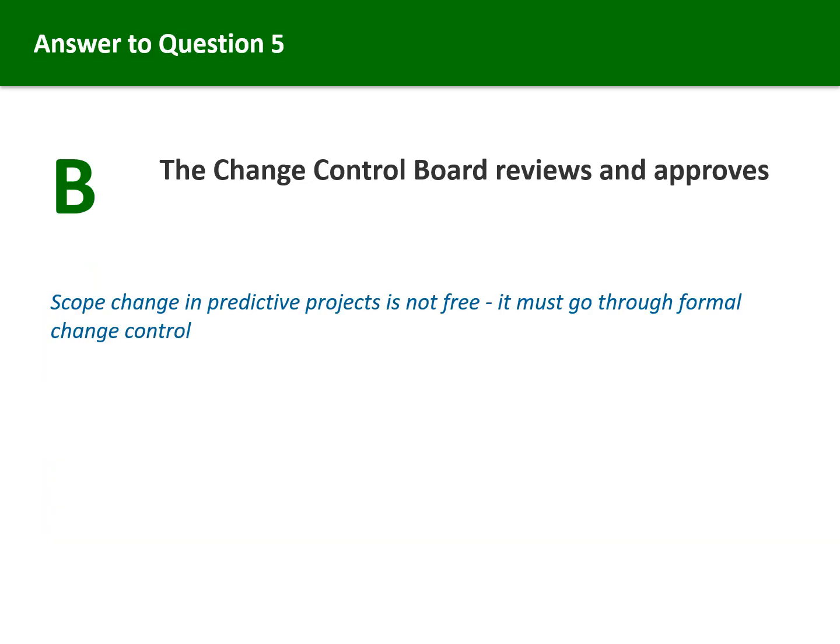In predictive projects, scope change is not free. It must go through a formal change control board, often abbreviated CCB. The key process is perform integrated change control, which evaluates the impact of proposed changes across all project dimensions, including scope, schedule, cost, quality, and risk. Only approved changes should be implemented. This is different from Agile, where change is expected and welcomed within the sprint.